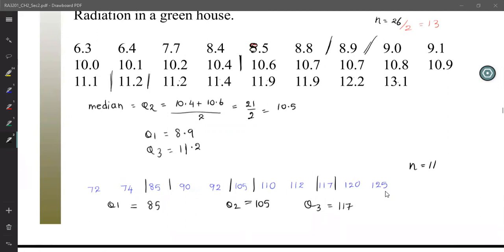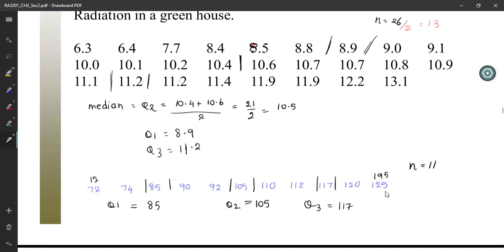Will that affect your quartiles? Or this 72 is 12. Okay, if you change this 72 to 12 and this 125 to 195, what will happen to your quartiles? Will there be any change? No. Right? These are just the positions. So whatever happens in the tails, they are not visible to the positions. It will still be 85, 105, and 170.